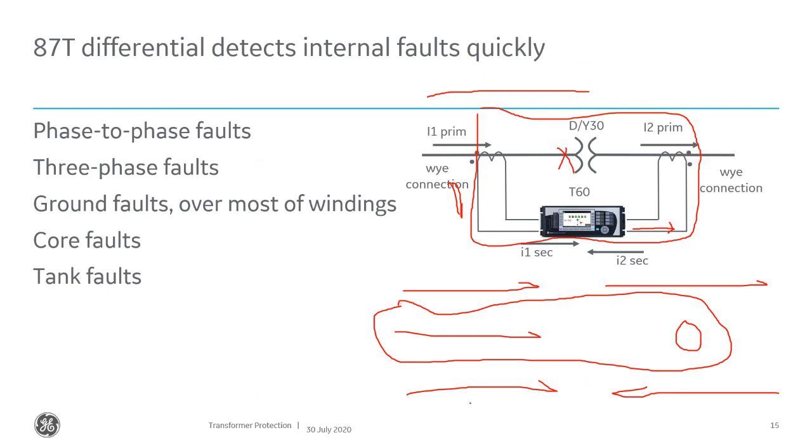If we take this scenario on the bottom, that looks like 1 per unit at 0 degrees and 1 per unit at 0 degrees. Those vectorially sum to 2, and that would cause us to operate.